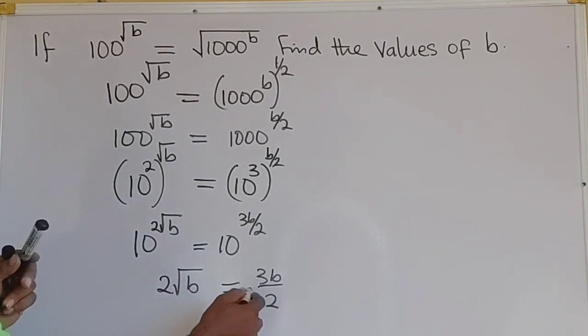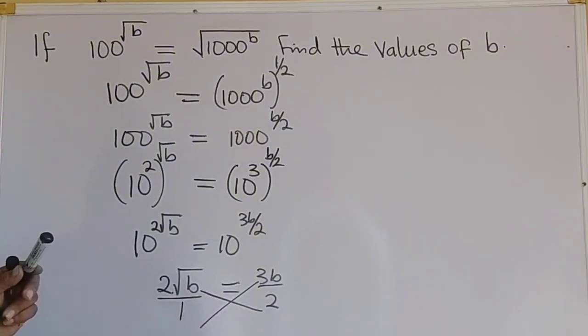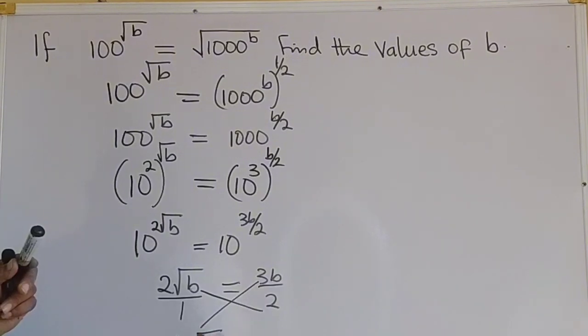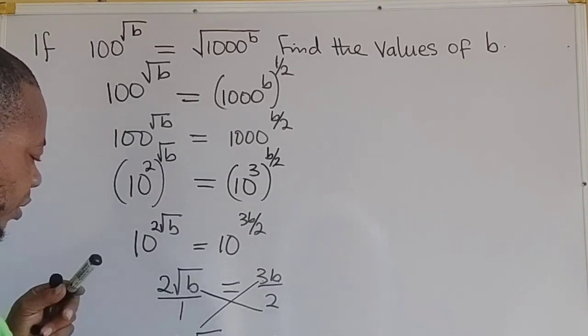We can cross multiply. When we cross multiply, we can divide this by 1 to make it look like a fraction. 2 root b will be multiplied by 2 to give us 4 root b, equals 3b, we multiply 1 to give us 3b.